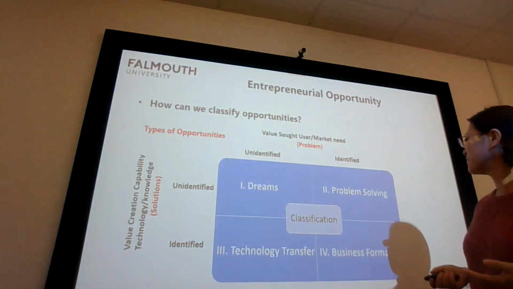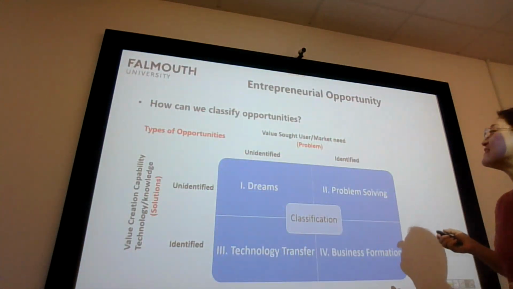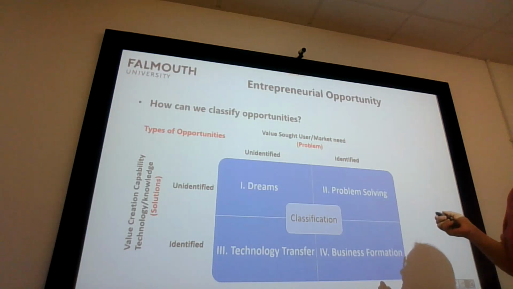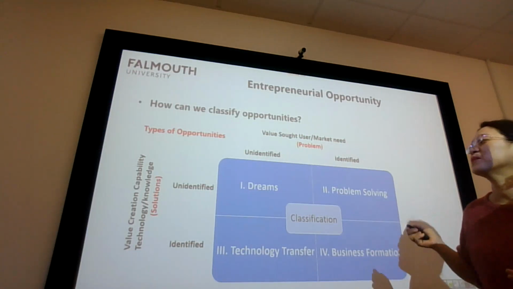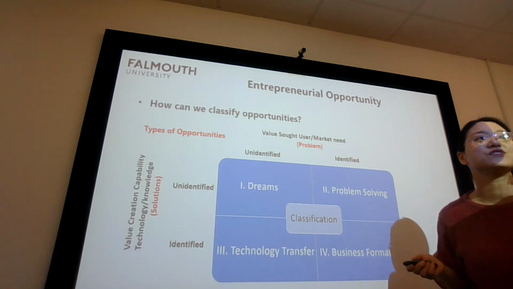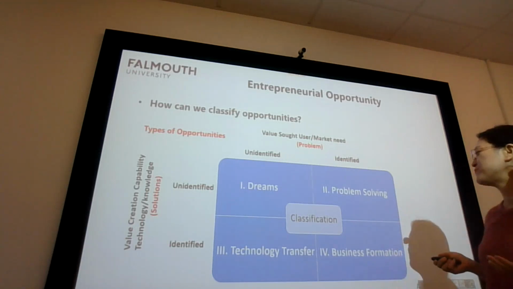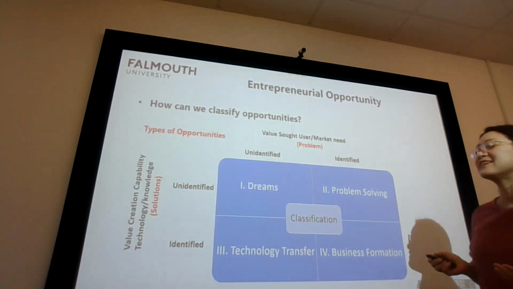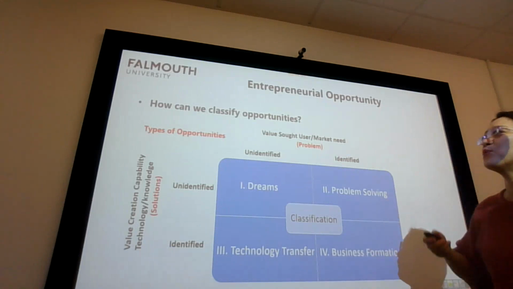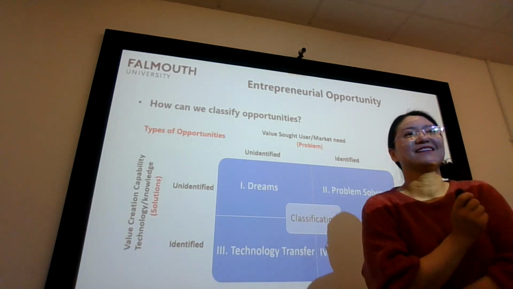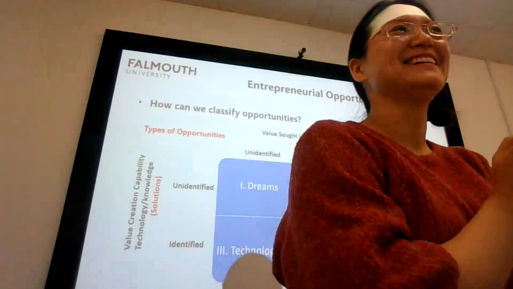And the last one, business formation. In this quadrant, we have identified the problem, and we also know the solution to this problem. Okay, that is perfect. So this is business formation. This is how we classify opportunities. Do you have any questions?